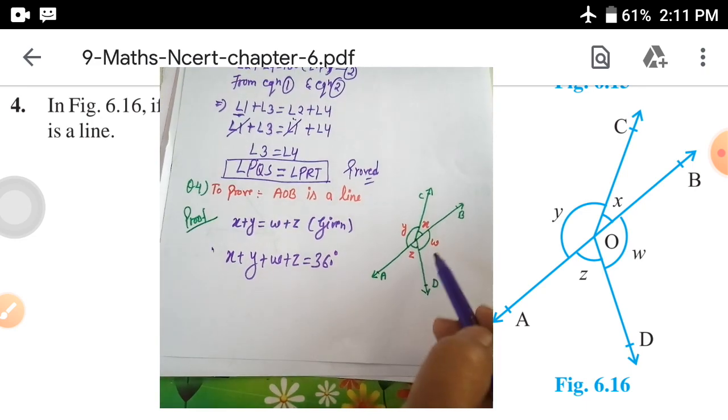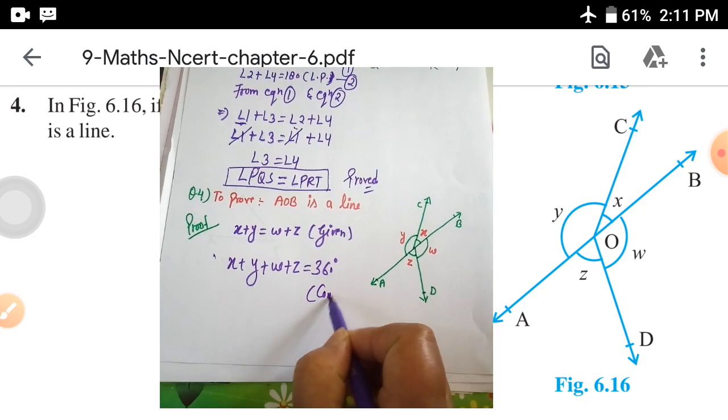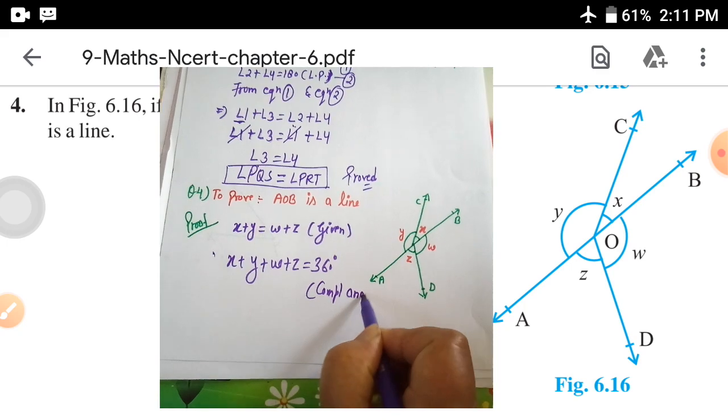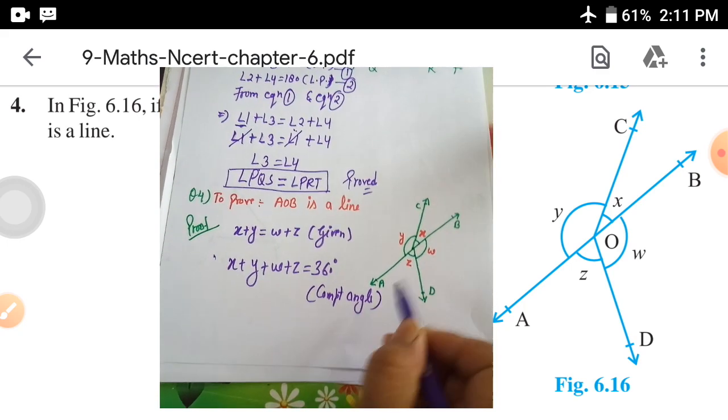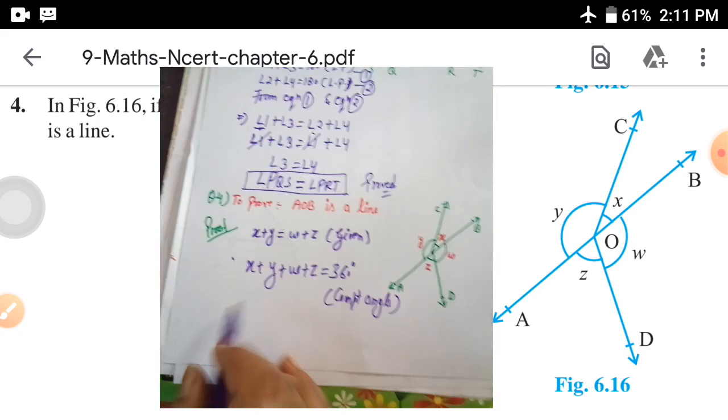Why? Because the sum of all these angles will be 360 degrees, because this is a complete angle. You know that the sum of all the angles at a point is equal to 360 degrees. Now we will further solve it.